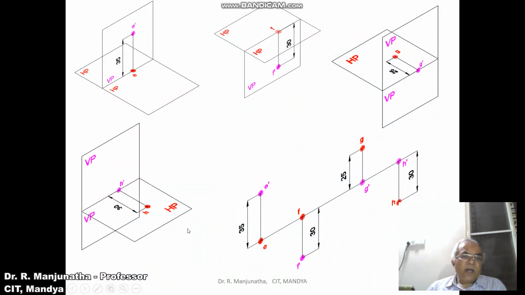When you rotate HP down in the first quadrant, HP will be below the XY line, and in the fourth quadrant, HP is also below the XY line. So that means H will be below the XY line, and H dash will be on the XY line. So it will be on the XY line here. This is how we can analyze the two quadrant system in this problem.